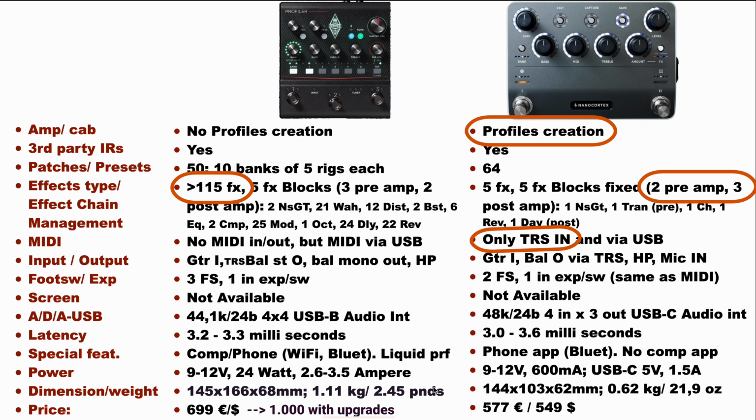The Nano has physical MIDI ports, where the Kemper can only be controlled with MIDI over USB. The Nano offers a 48 kHz audio interface, where the Kemper is limited to 44.1. I would also mention the 3 foot switches of the Kemper versus the 2 of the Nano. And finally, the price of the Nano is better than the one of the Kemper that is more expensive.